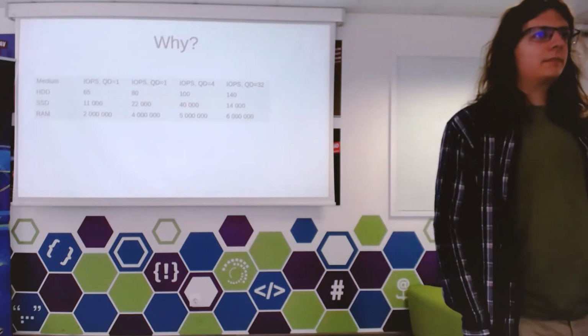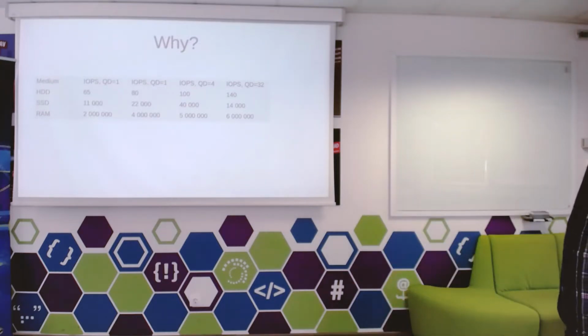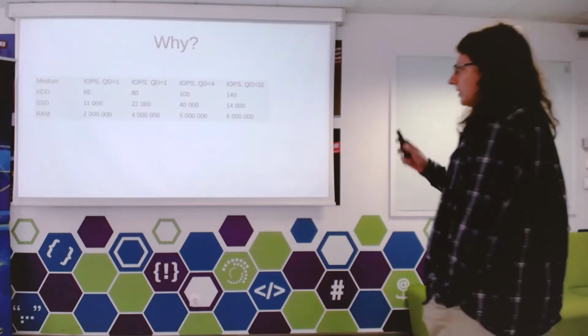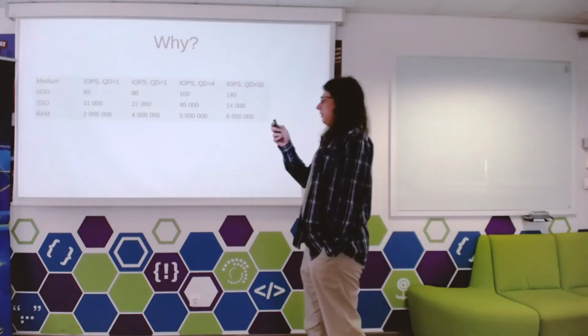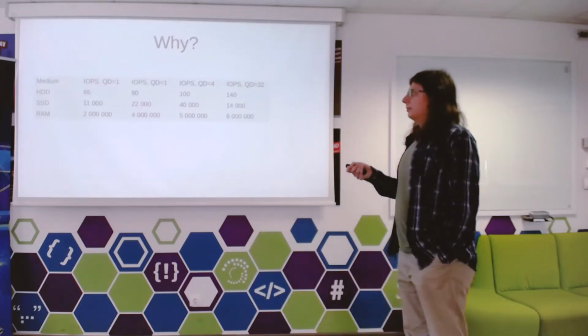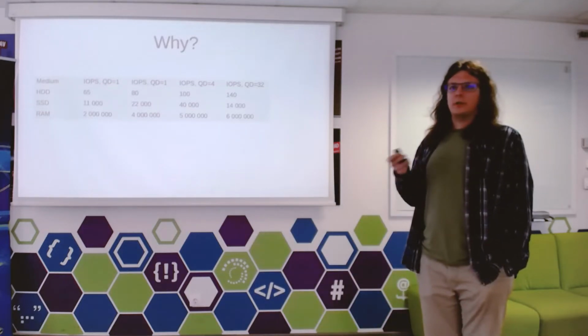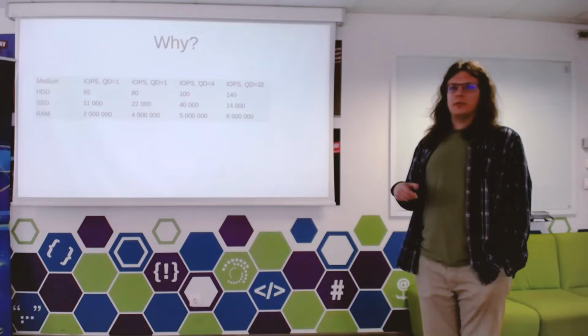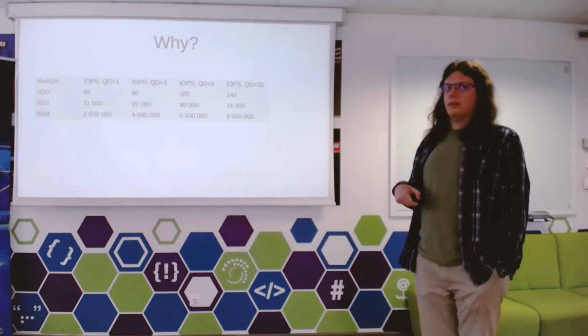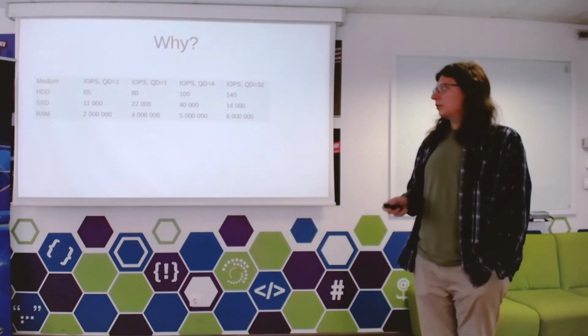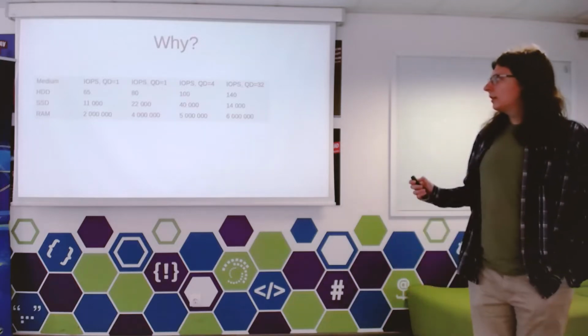Yes? Excuse me, can you explain a bit in detail what these numbers are? Yeah, so I'm explaining. The queue depth 1 numbers are when your program sends a request, waits for a response from the disk to get back, and only after it has finished sends another request and so on.